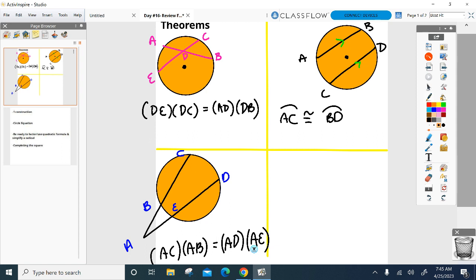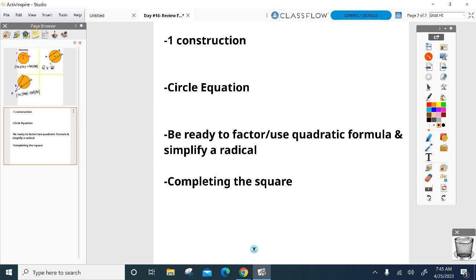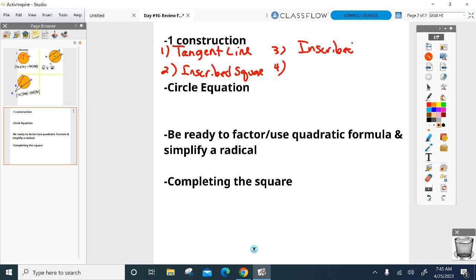Okay. All right. There will be one construction on there, so let's just go through your choices of what the construction could be. There could be four of them. You could have a tangent line, construct a tangent line. Inscribe a square. I could have you do an inscribed hexagon. Or I could have you do an inscribed equilateral triangle.